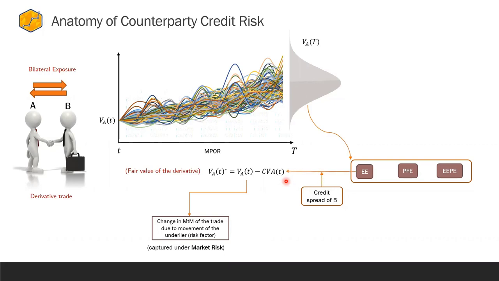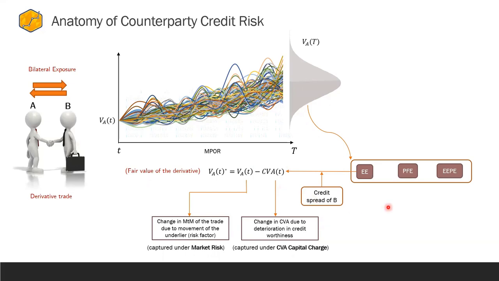And for that, the inputs would be expected exposure, credit spread of B, these two go into CVA calculation. And because of the variability in CVA, because potentially the credit spread of B can change, we capitalize change in CVA under CVA capital charge. There is a separate calculation for capitalizing CVA. Okay.